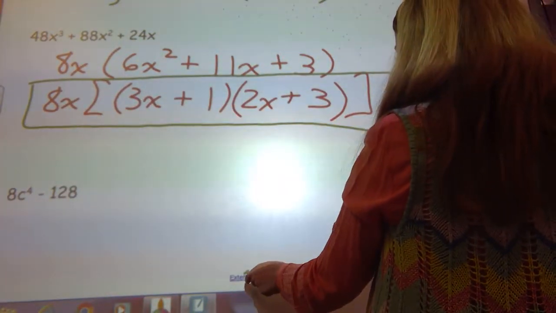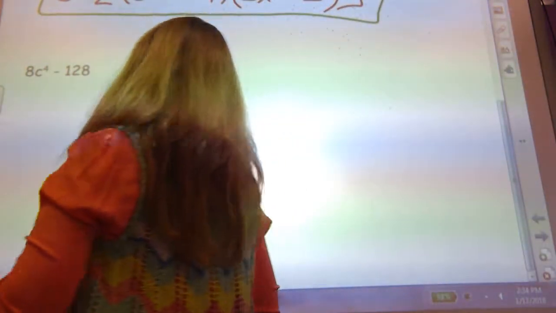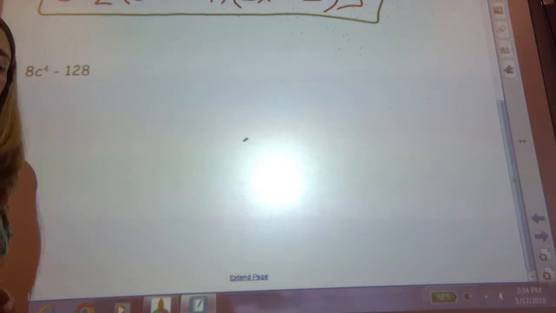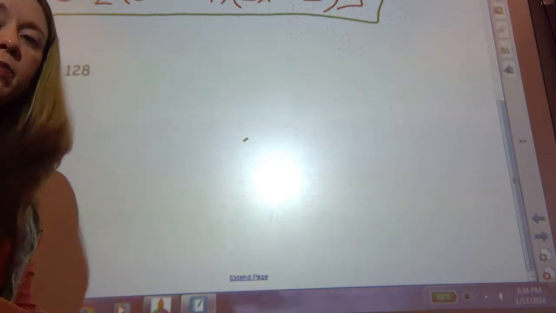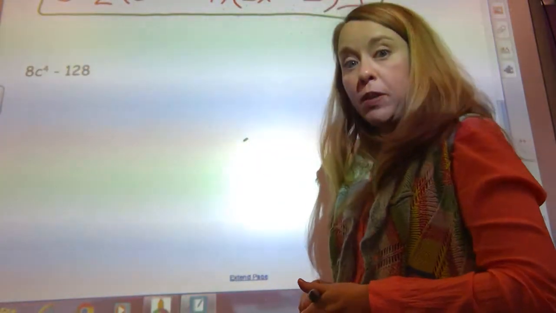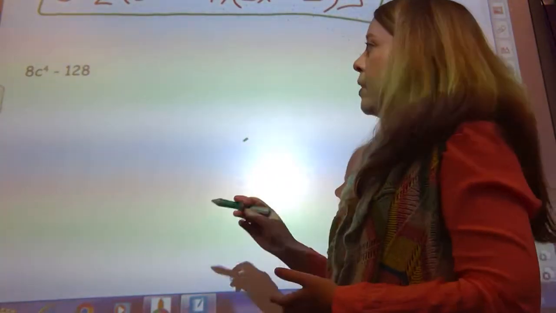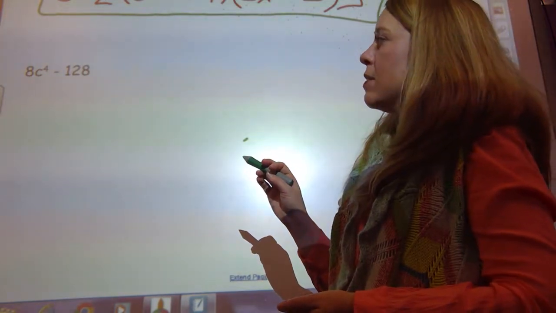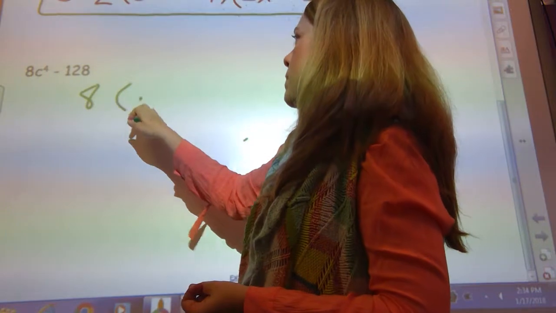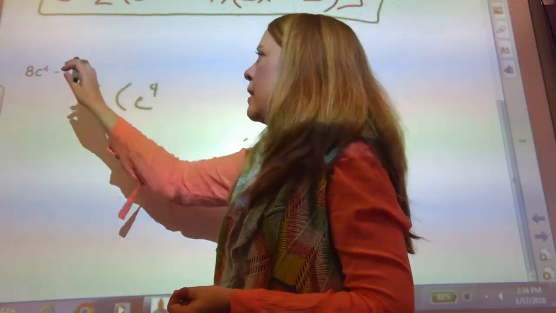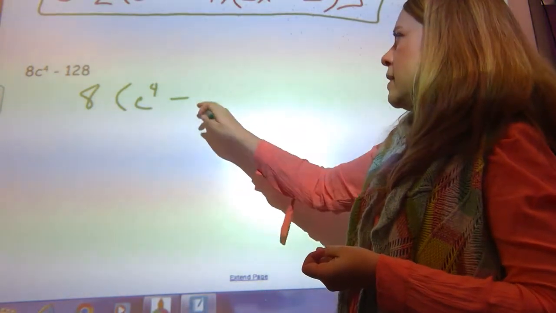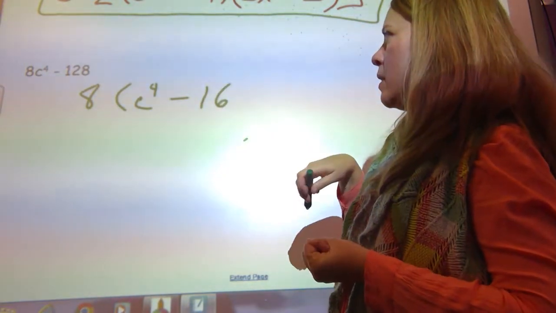My last one here. Okay, so neither one of these right now are perfect squares, although it looks like it could be a difference of squares. So I'm going to try to factor out a common monomial and see if that helps me. Okay, so let's see. Can I factor out an 8? I think I can. So this becomes c to the 4th, negative 128 divided by 8 is 16.